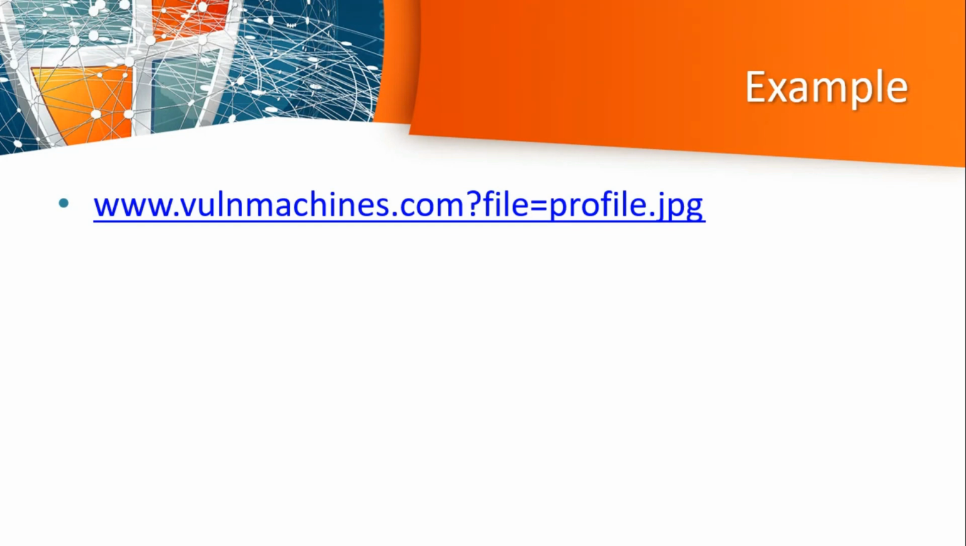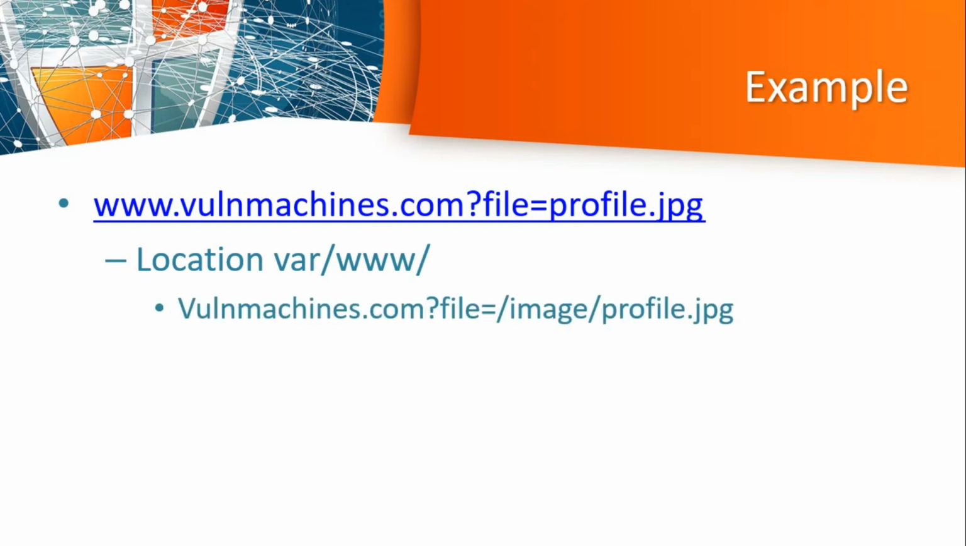Now let's understand with an example. As you can see in the example, I am accessing a web application called vulmachines.com, and that is actually available in the /var/www folder. I am fetching the profile image file, something like profile.jpg, and that would be available in the image folder. The actual request is something like this: vulmachines.com?file=image/profile.jpg.